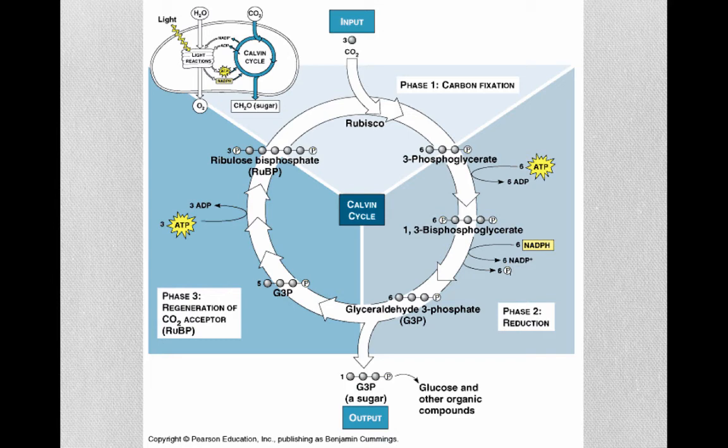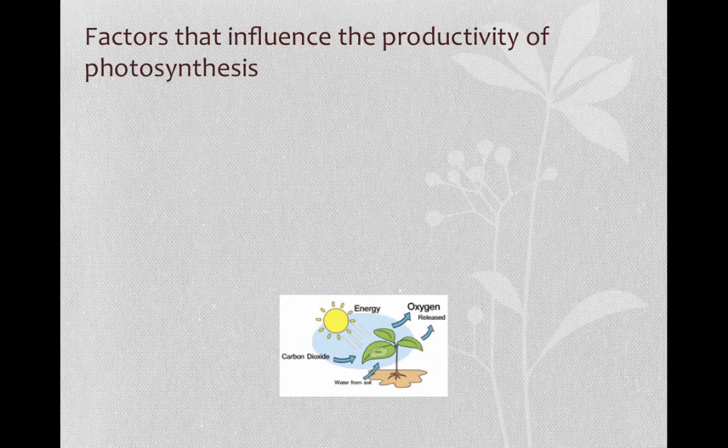It also costs 6 ATPs to make 6 RuBPs. Therefore, 1 glucose uses 18 ATPs and 12 NADPHs in order to make that 1 glucose. And again, the ATPs and NADPHs were formed during the light reactions. The Calvin cycle is often called the dark reactions because light is not required.